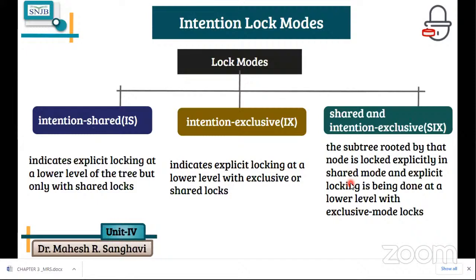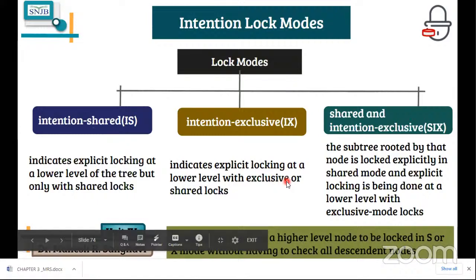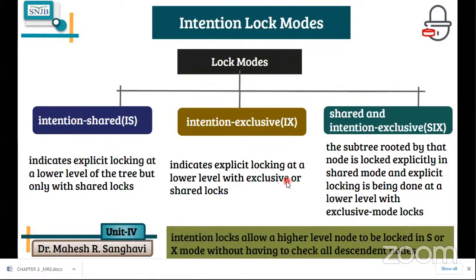Finally, the combination of both, SIX: the subtree rooted by that node is locked explicitly in shared mode, and explicit locking is being done at the lower level with exclusive mode lock. So here for the exclusive mode lock, we can use either the combination of shared or intention exclusive lock. Now, if you observe here, intention lock.